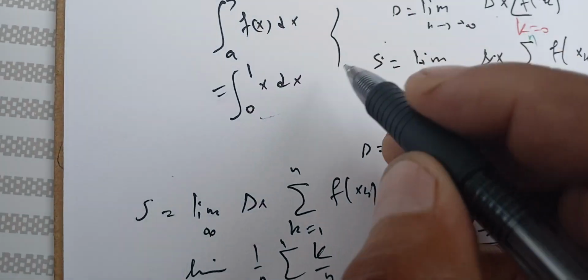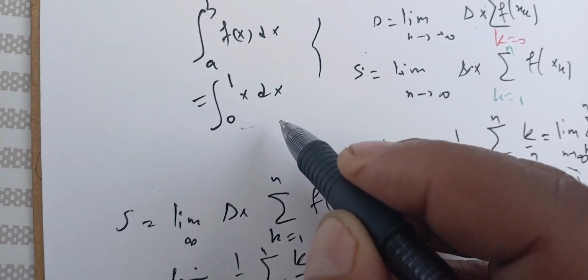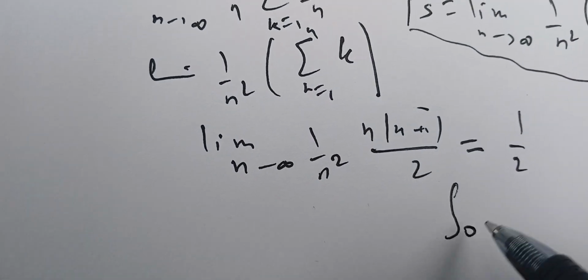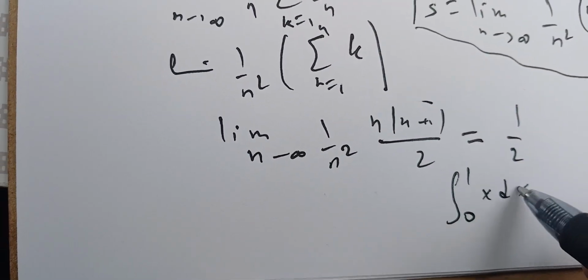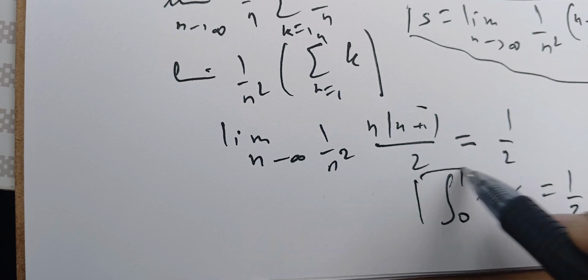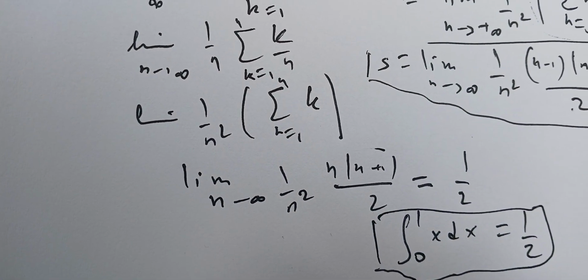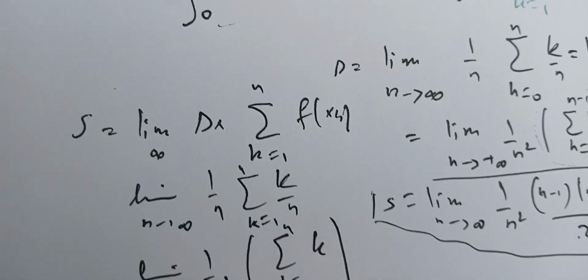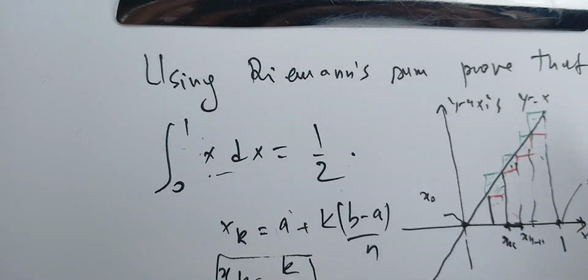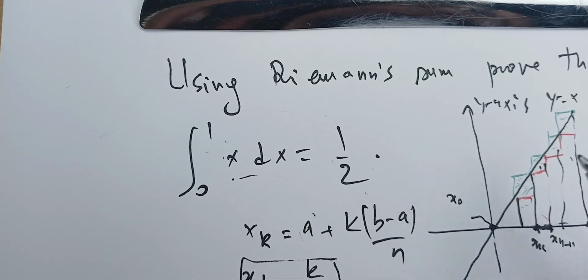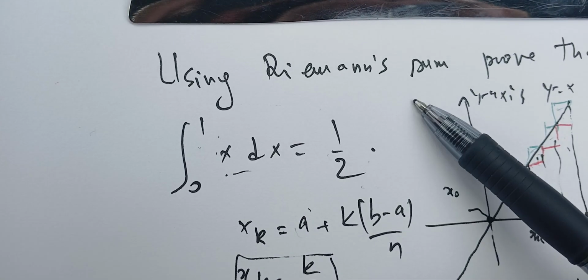So we have the big S equal to the small s, equal to 1/2, when n gets bigger. That means the integral between 0 and 1 of x dx using Riemann sum is 1/2. Therefore we proved that the area, or the Riemann sum, of x dx between 0 and 1 is 1/2.